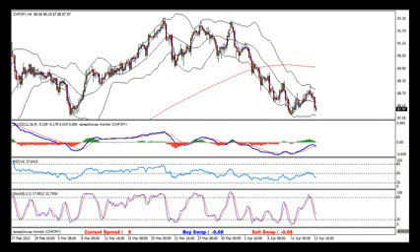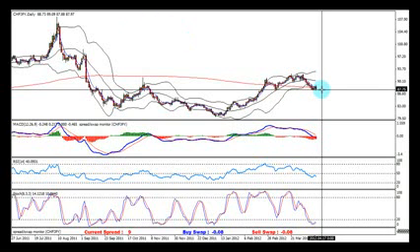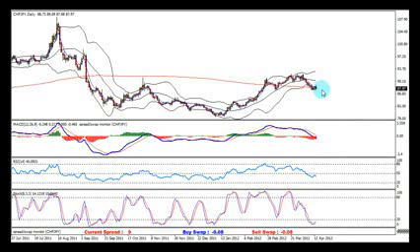If you are about to look for sell opportunities, look for the sell opportunity with a break below the 87.80 area, 87.75 area. That could be a beautiful opportunity.